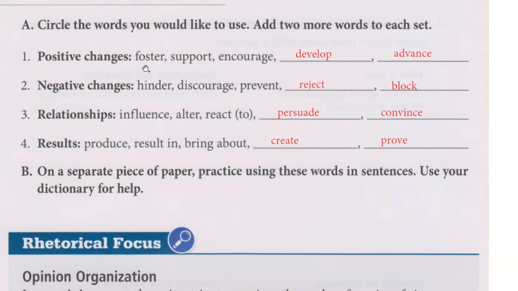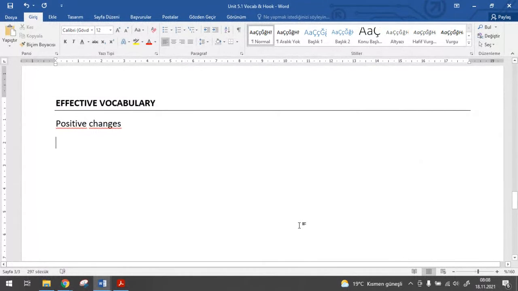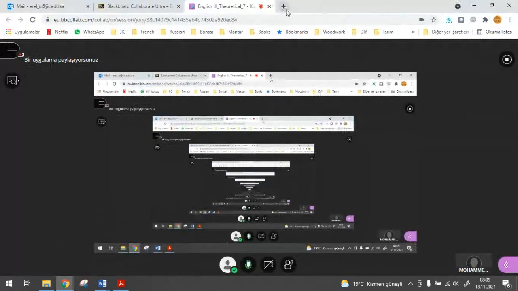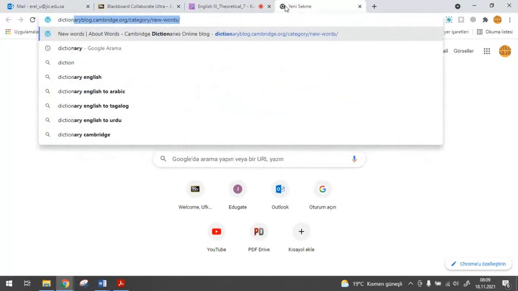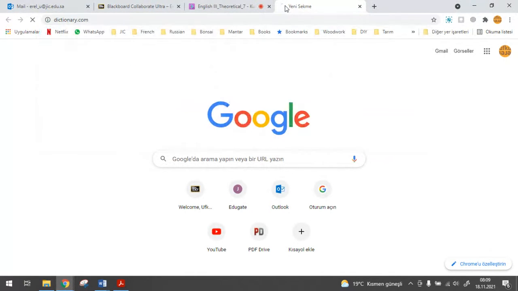For example, foster. These are verbs mostly, I think. I think they are all verbs. So foster is a verb about positive changes. To understand it, let's take a look at a dictionary. There is a good dictionary called dictionary.com.